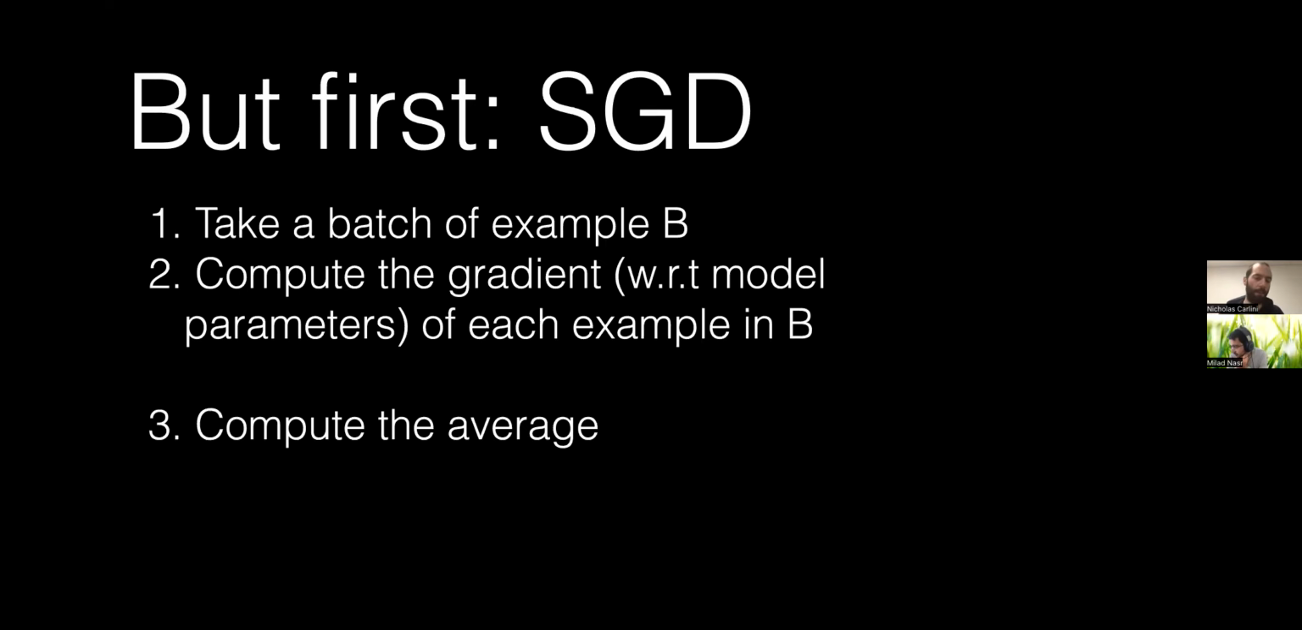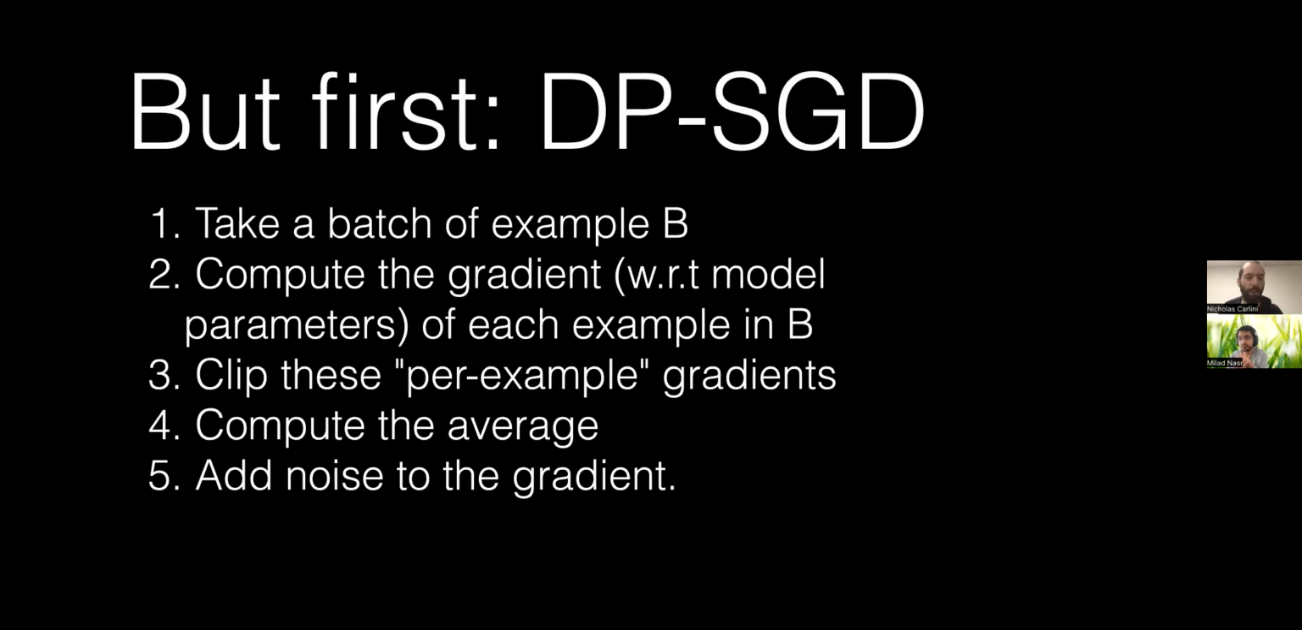DP SGD makes only two very slight changes. The first change is that it clips the per example gradients. This bounds the sensitivity of each of the gradients. And then you just add Gaussian noise after you compute the average. So DP SGD as an algorithm is exceptionally simple. You just take SGD, you add these two steps, and all of a sudden you get privacy from that. Okay, and so in this talk, we're going to audit DP SGD in order to understand how private this algorithm actually is.